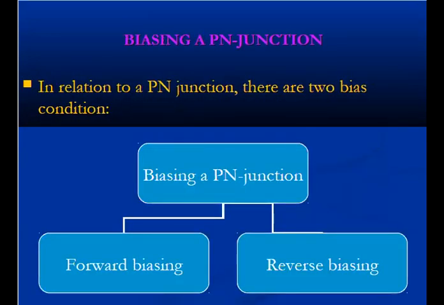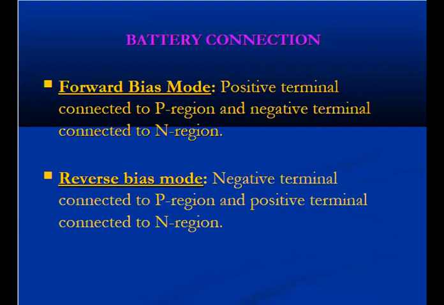Coming to the PN junction operation, it may be operated in two ways, that is forward biasing and reverse biasing. We will see what is meant by forward biasing and what is meant by reverse biasing here. Forward biasing is when the positive terminal is connected to the P region and the negative terminal is connected to the N region. That means P-type is connected to the positive terminal of the battery and N-type is connected to the negative terminal of the battery, then it is called forward biased.